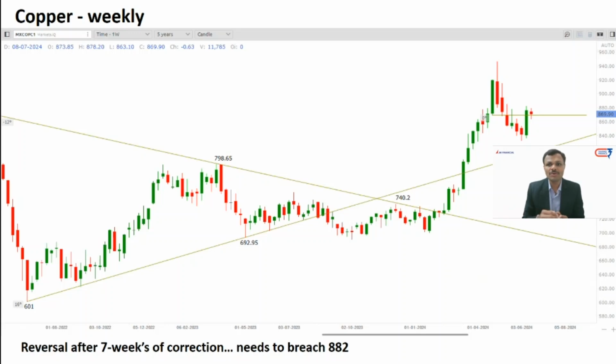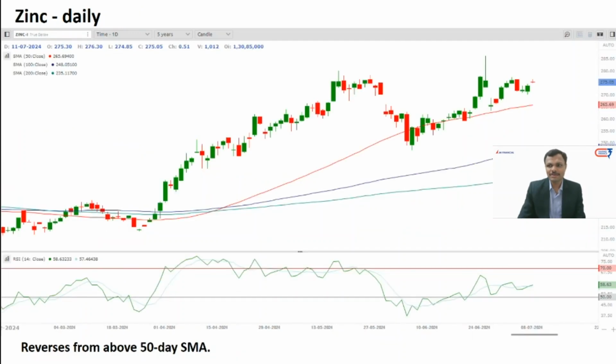It needs to cross for a continuation of this recovery and another leg of upside in prices. Next is zinc, trading above all its moving averages. Prices are quoting above all its moving averages on the daily chart. Where is RSI placed? 58. So the underlying trend remains very much on the positive side in zinc, and if we get a dip, we should definitely go long in zinc price.